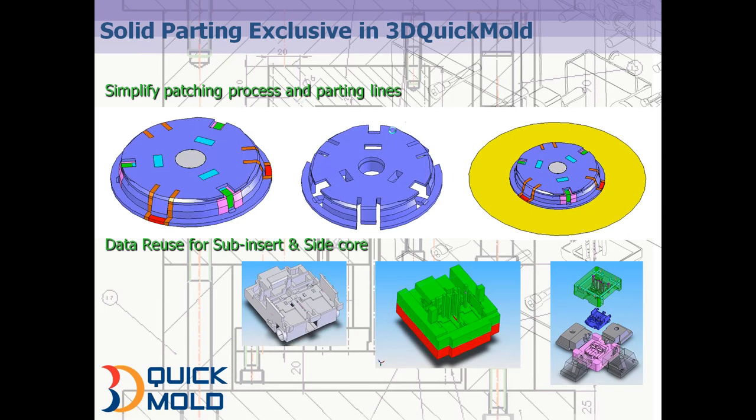Mold design engineers spend a big ratio of design time in splitting the mold. 3DQuickMold combines the experience of mold makers and the powerful modeling functions of SolidWorks, and the result is a very fast and direct mold split feature in this system. So we simplified all the patching work and all the loops which we need to close, and whatever data we created, we can reuse for the creation of inserts or side cores.